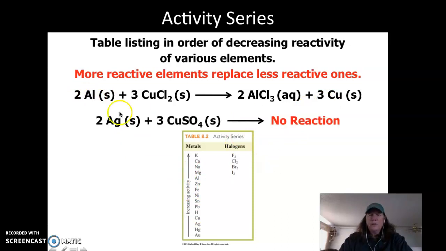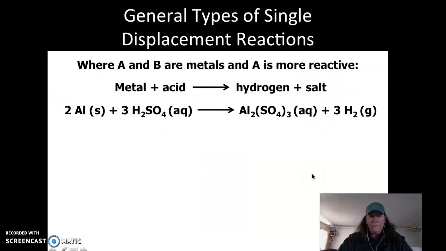This one, if I take silver and I try to replace copper, well, silver's way down here and copper's above it, so this reaction won't happen. Silver can't replace copper because copper's above it. That's how an activity series chart works. But again, look what's going on here. We have 2, we end with 2. We have an element by itself and an element by itself, so we know it's single replacement.